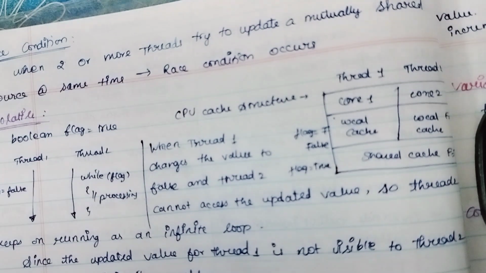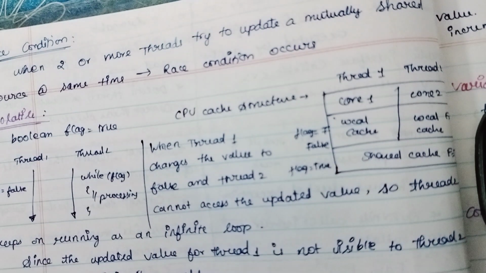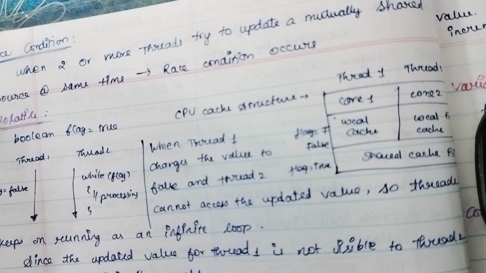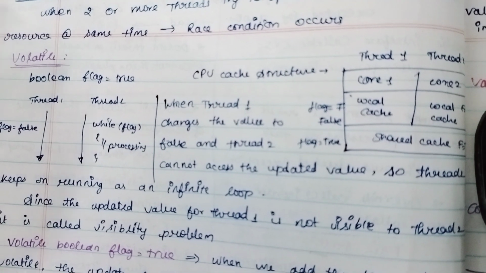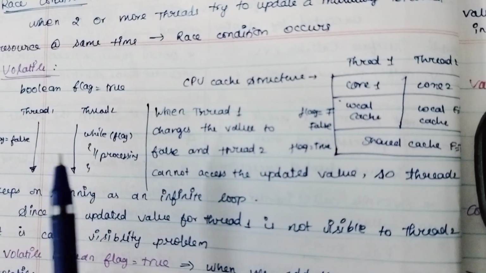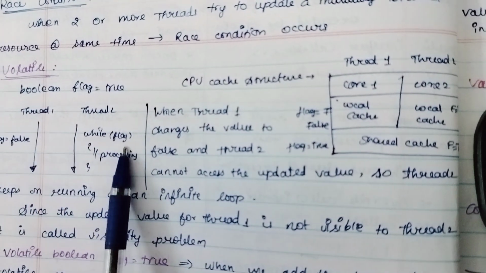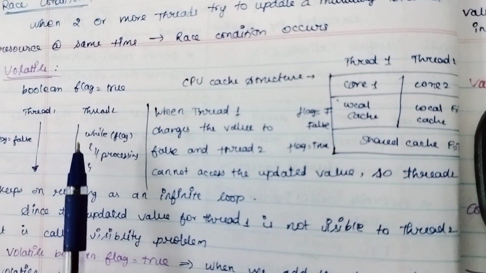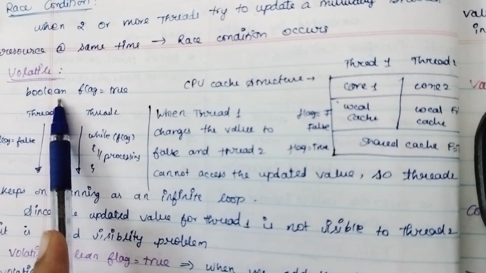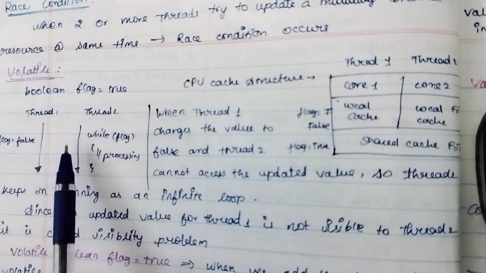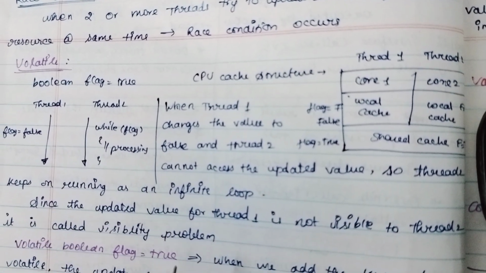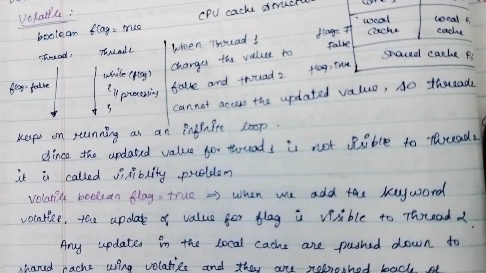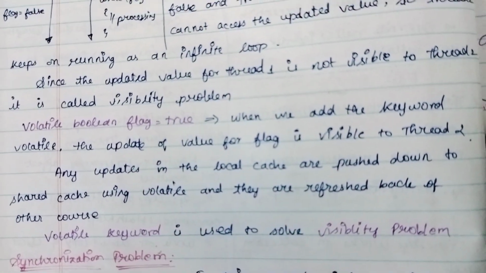So what we need to do is use volatile, through which we can prevent this. With the help of volatile, as we have threads T1 and T2, whenever we use the volatile keyword, these two will intercommunicate. That's how it will prevent the infinite loop from running. So this is the volatile keyword.